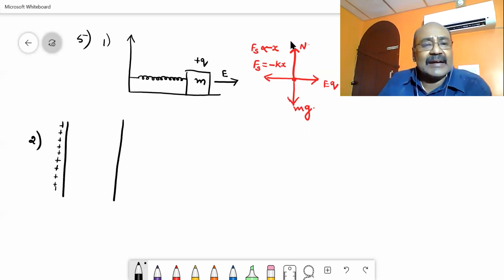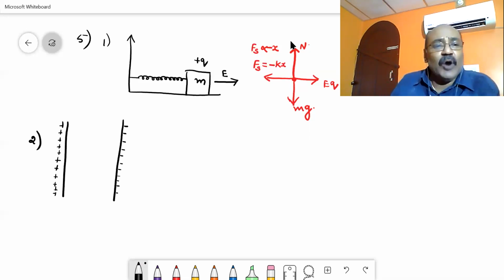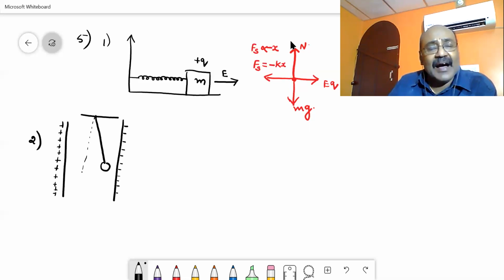In the other conductor, the charges given are taken to be negative. Now, in between the two, you have a rigid support from which a pendulum is suspended vertically, but the pendulum is deflected by a small angle theta, and the mass of the bob has a charge plus Q.